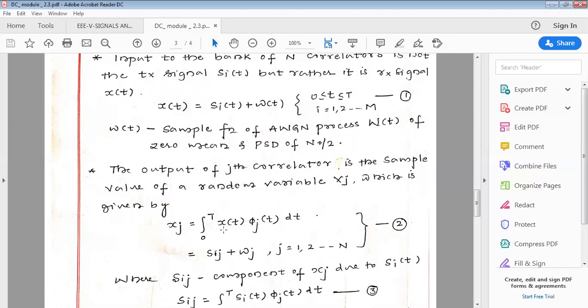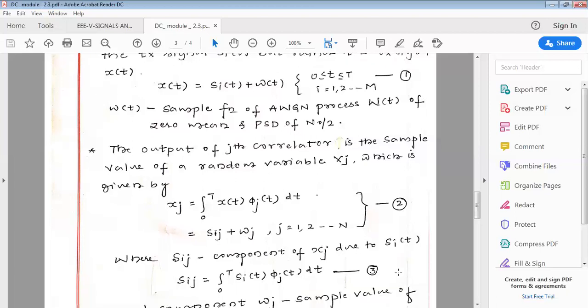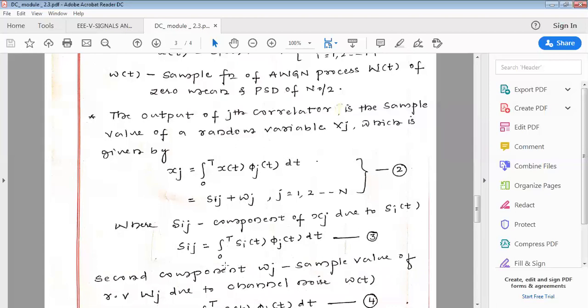According to the equation that we discussed in the previous lecture, this integration from 0 to T of x of t phi j of t is given by sij plus wj, because when x of t is represented by its component xj, si of t can be represented as sij, and w of t is represented by wj. Here sij is the component of xj due to the transmitted signal si of t, and sij is given by the integration from 0 to T of si of t phi j of t into dt.